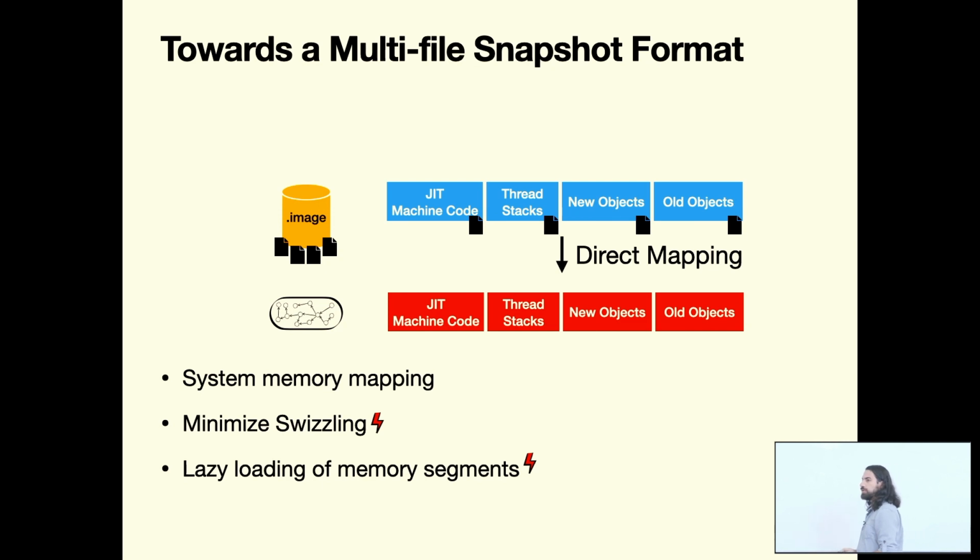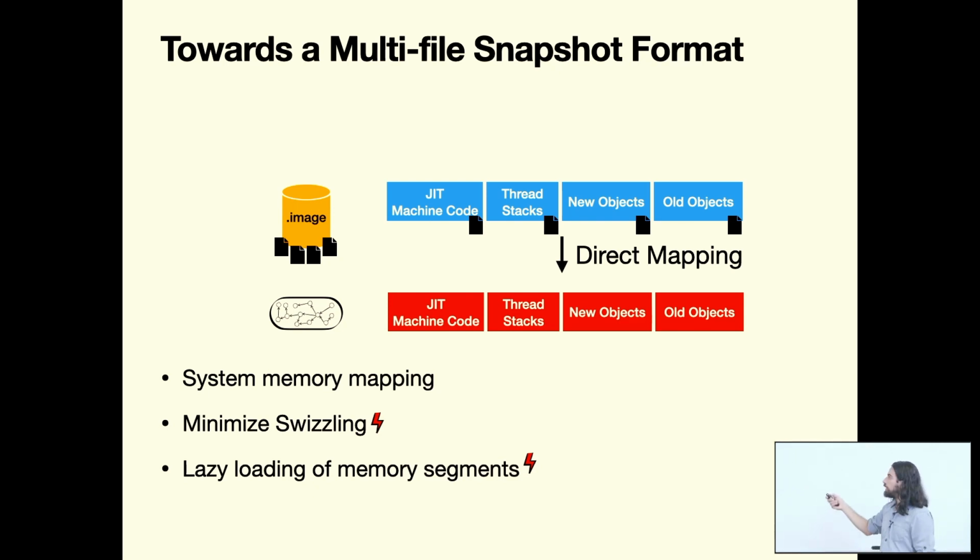The first thing we're doing is going towards a different kind of image format. You are not going to save your heap inside a single file. The idea is that you can have different segments in different files, each of them stored separately. So why can't we reuse the native thread stacks and the native machine code that you compiled in the previous run?